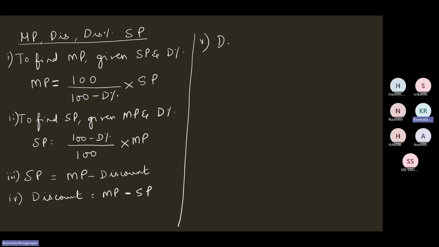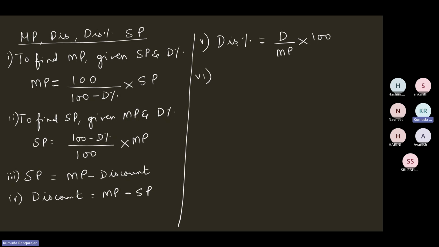Discount percentage. How do we find the discount percentage? Discount percentage is discount by marked price into 100. Kindly listen to me. You will have your time to answer the questions. Now, this is my time where I have to introduce the formulae, explain. Then I'll put you with a set of questions where you can show your skill.